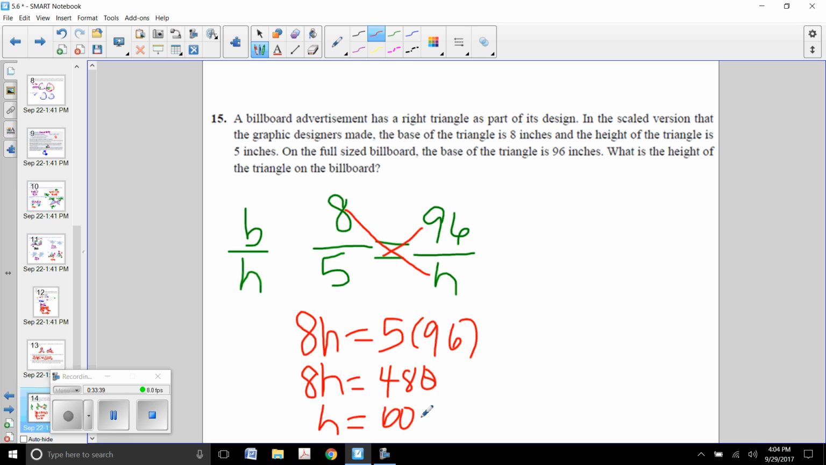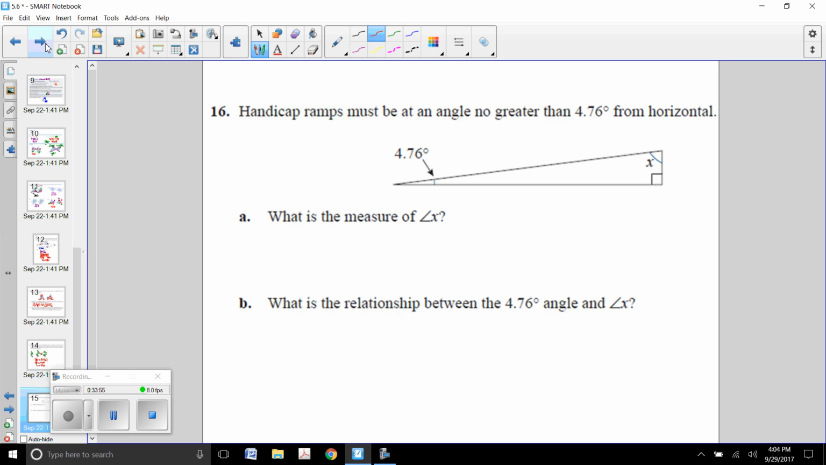And if we look back at our problem, we can see that 60 is in inches. So the billboard is 60 inches tall, or 5 feet tall. We have 2 more questions to go.